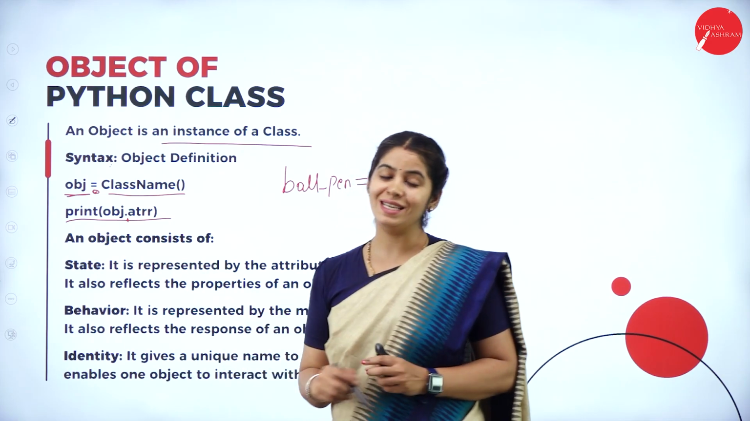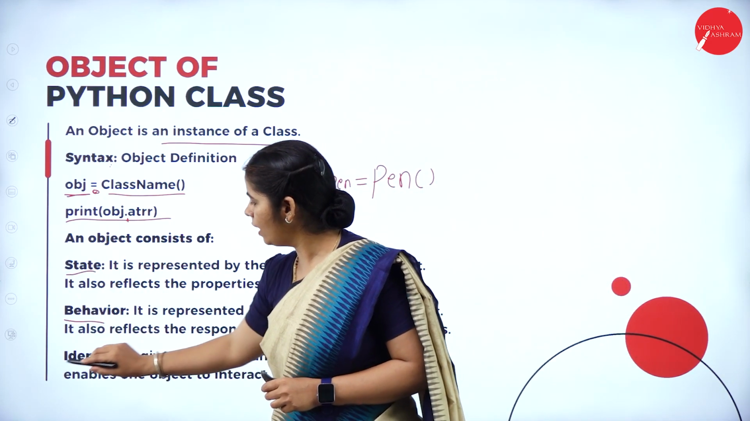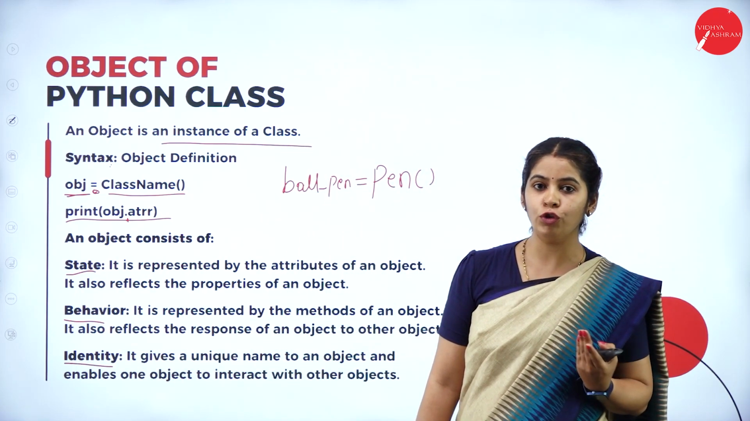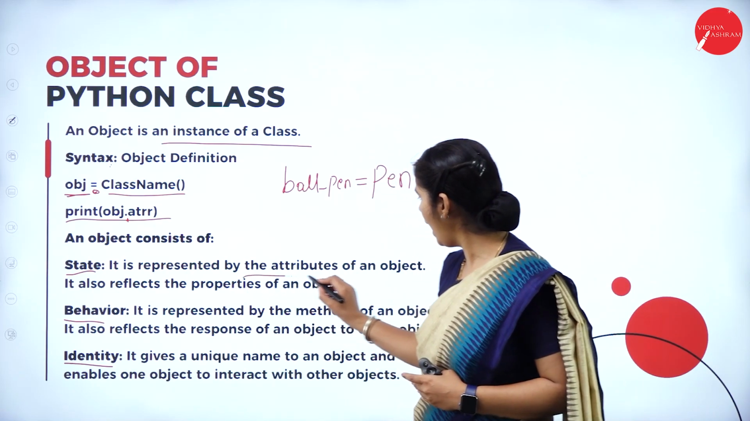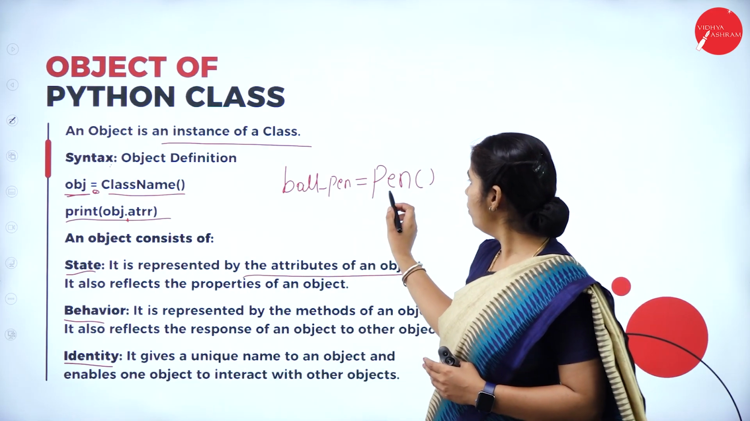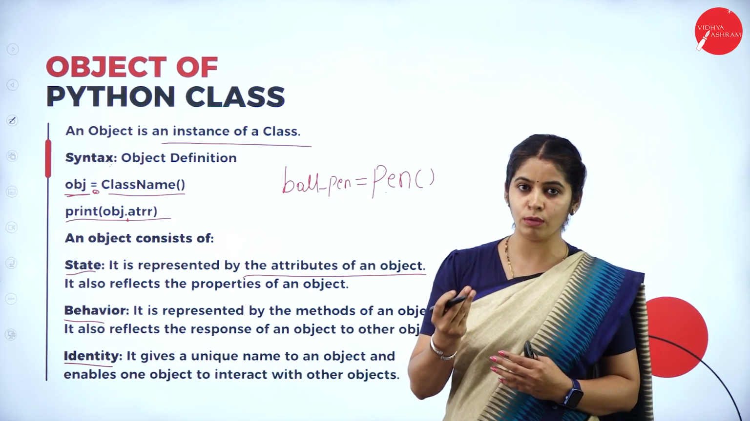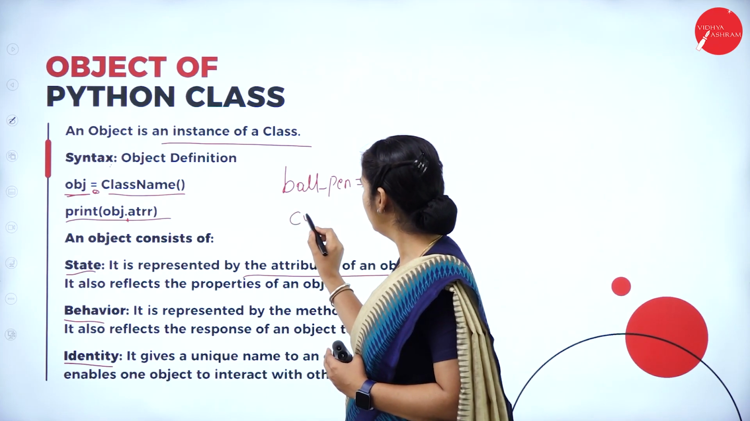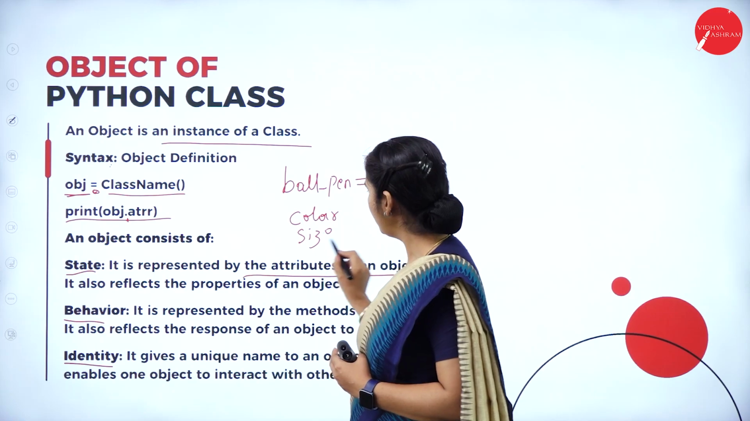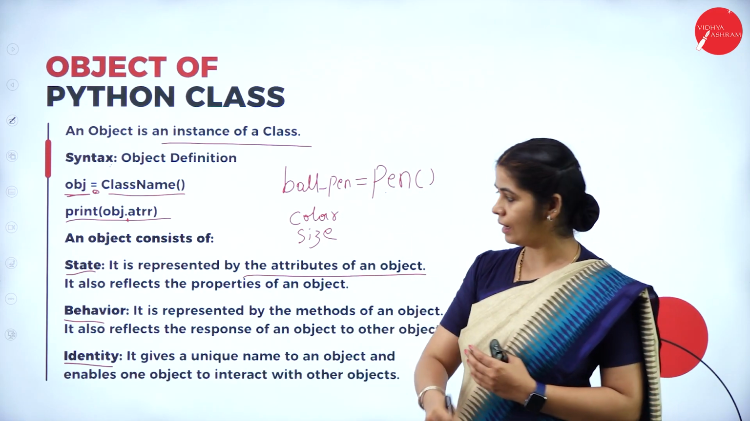An object consists of three main things. What are they? State, behavior and identity. What is the state of the object? State represents the attributes of an object. For the pen class, for a ball pen, what are the attributes? It should have a color and it should have a size, right? So these are the attributes that the object possesses from the class.